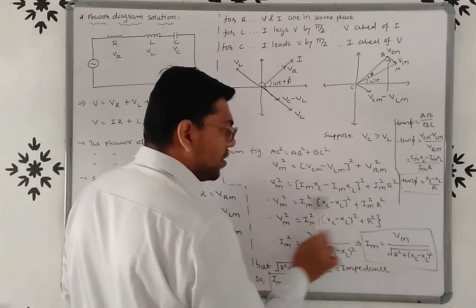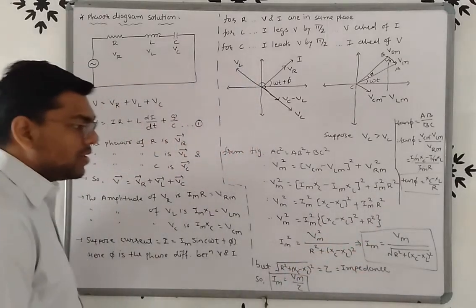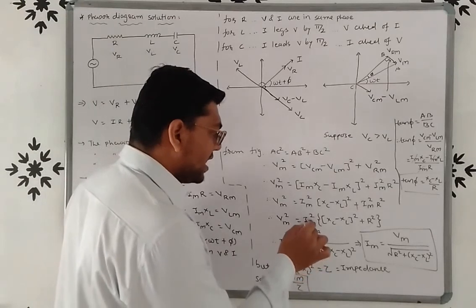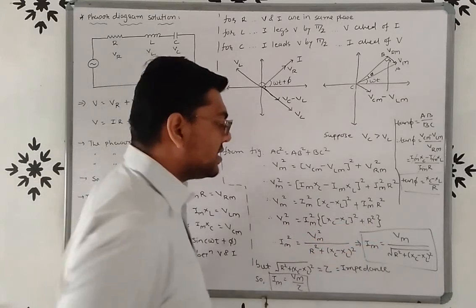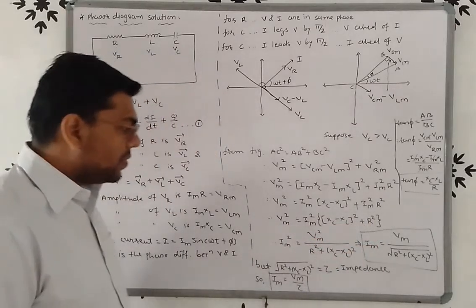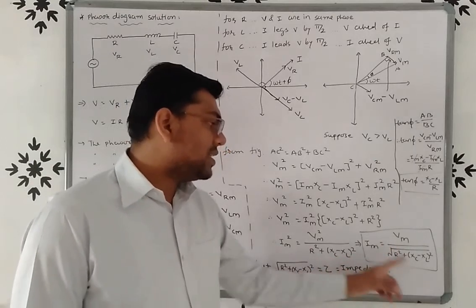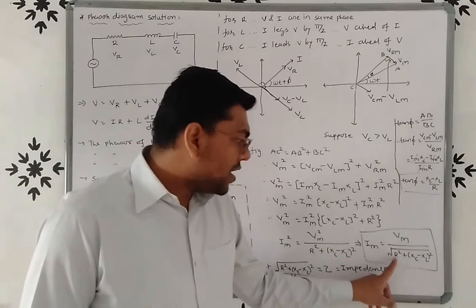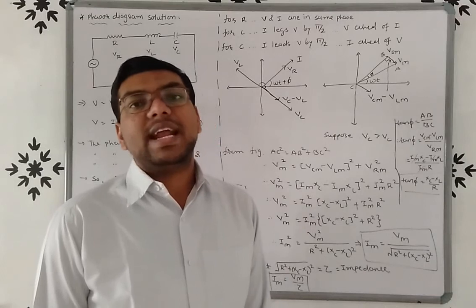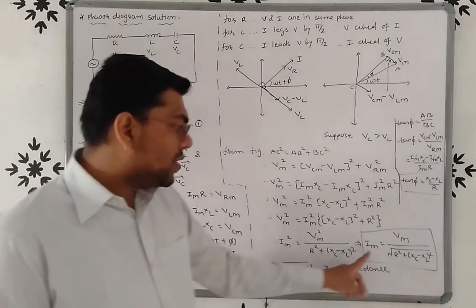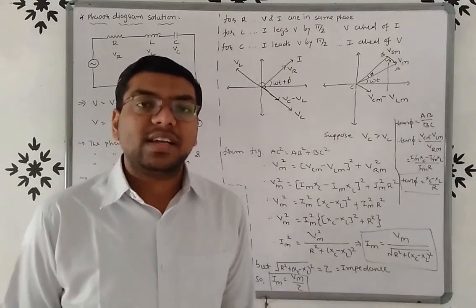So here IM square is equal to VM square upon R square plus (XC minus XL) whole square. So current IM is equal to VM by the square root of R square plus (XC minus XL) whole square. But the square root of R square plus (XC minus XL) whole square is equal to Z, which is known as impedance. So IM is equal to VM by Z. So this is the relation between voltage and current.